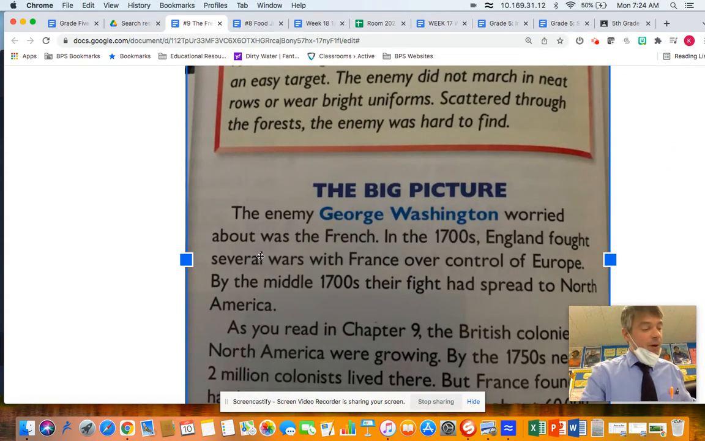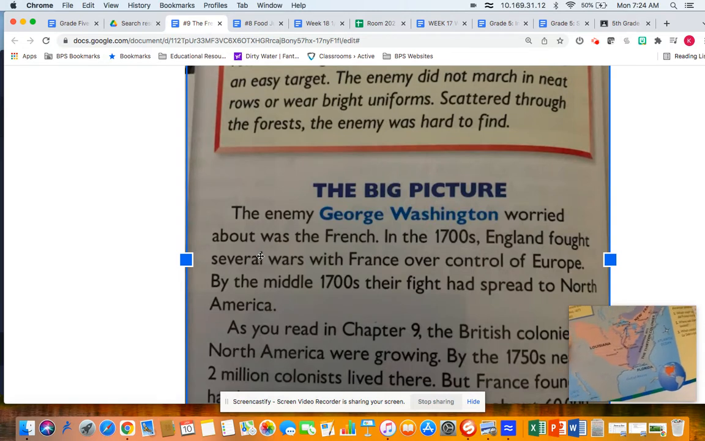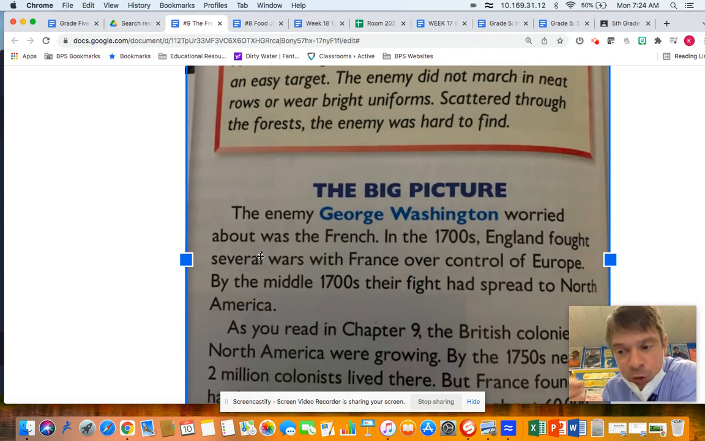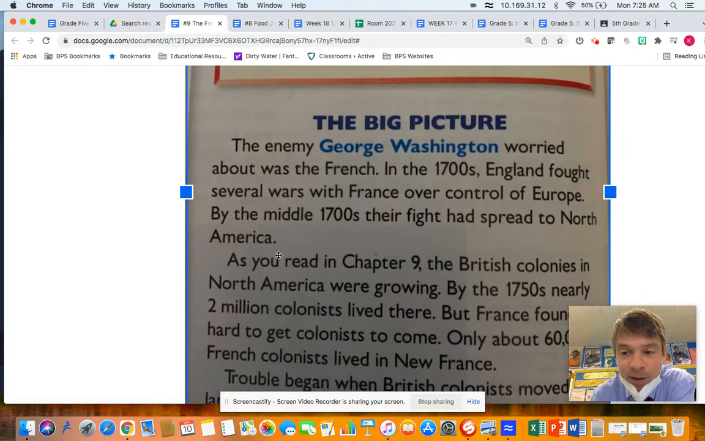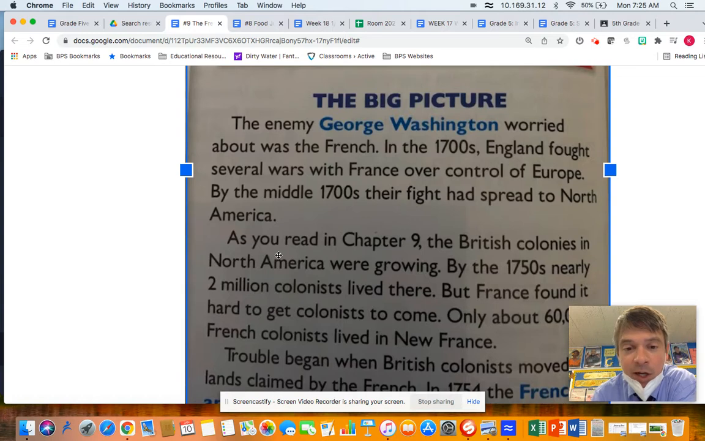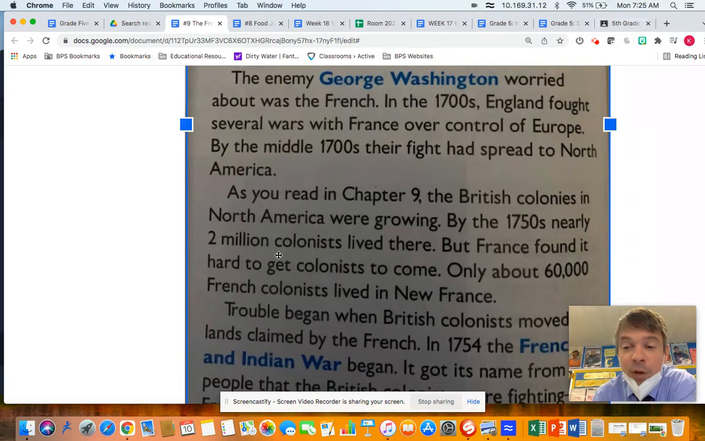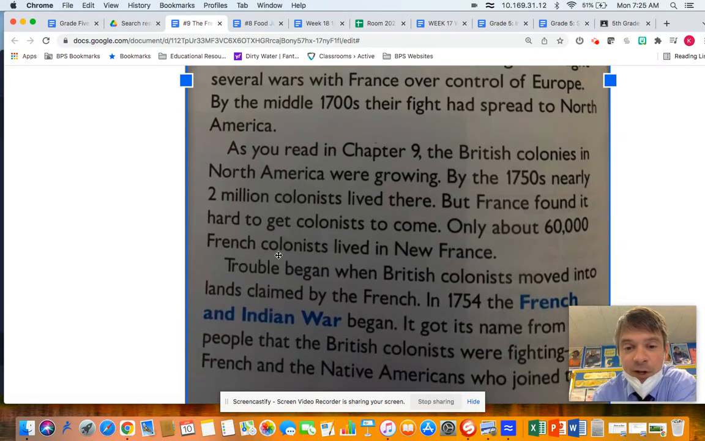So if we remember from last week, the French had taken over a significant amount of land in North America. We looked at this last week. You can see on your map, the French had claimed a lot of land and they called it New France, and they were into trading for furs and trying to get wealthy that way. As you read in Chapter 9, the British colonies in North America were growing. By the 1750s, nearly 2 million colonists lived there. But France found it hard to get colonists to come. Only about 60,000 French colonists lived in New France.